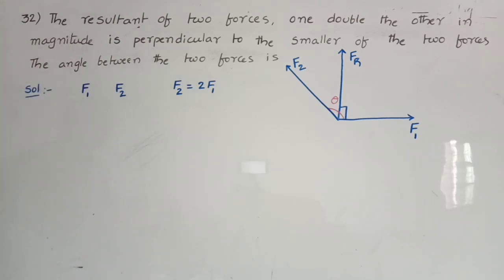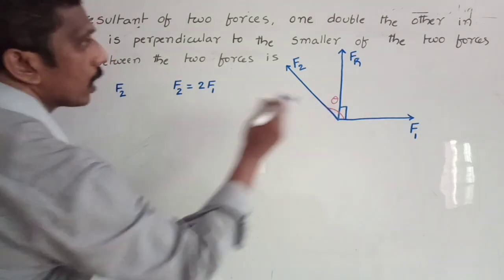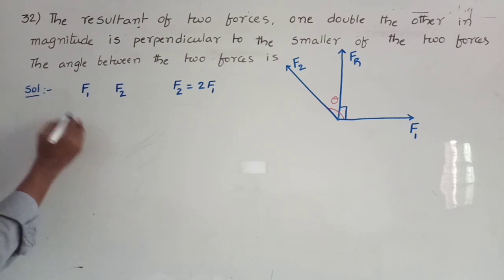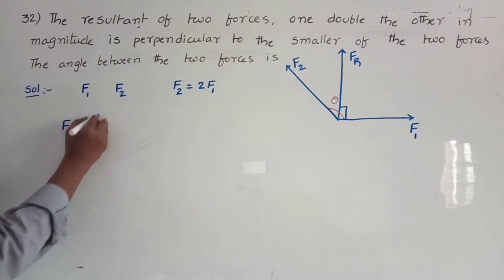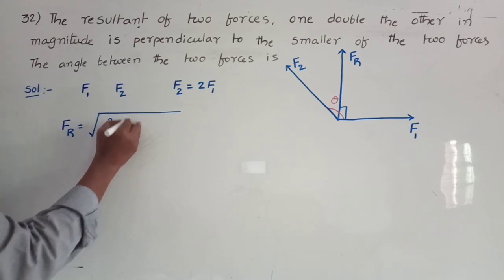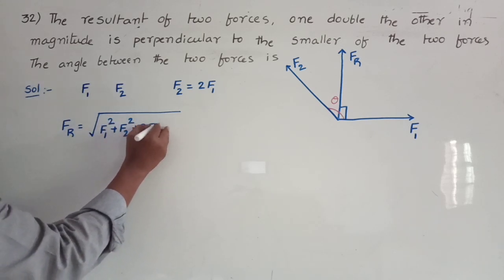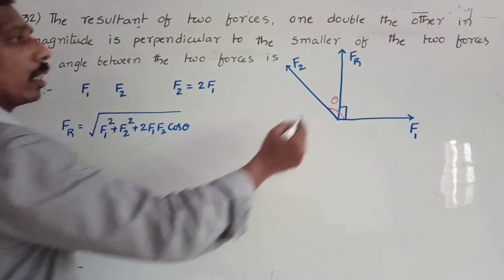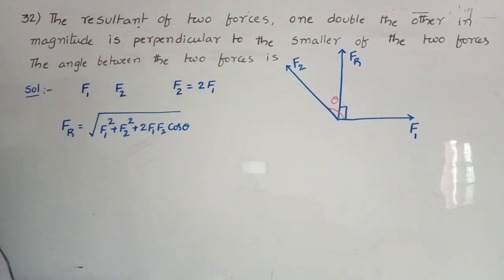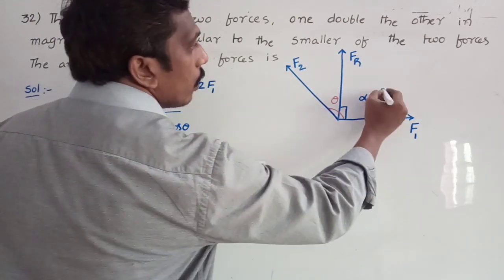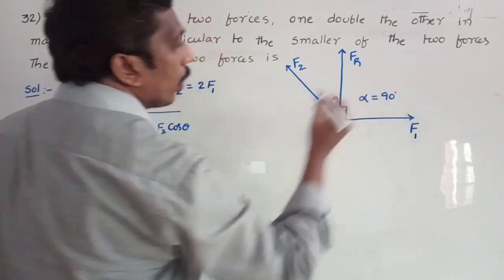If 2 forces are perpendicular, here, see in this case, according to this, F resultant is equal to under root of F1 square plus F2 square plus 2 F1 F2 into cos theta. This is the resultant part. Next, here the resultant and F1 are making an angle 90 degrees. So the angle made by the resultant with the first vector is taken as alpha equal to 90 degrees.